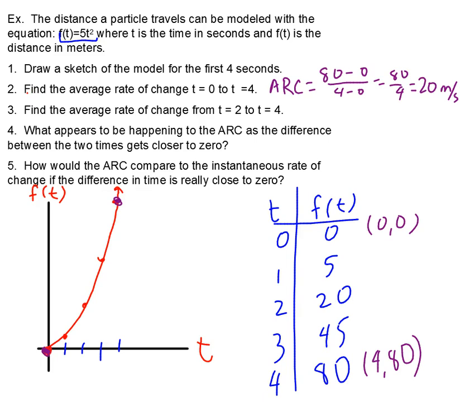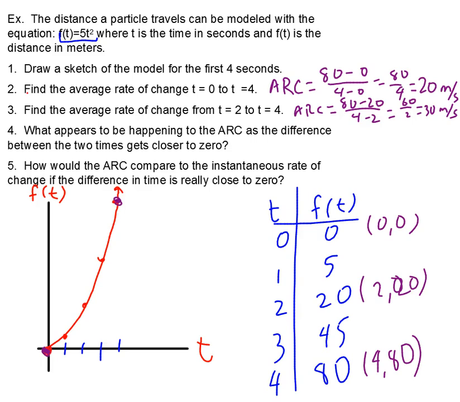Now, if I did the same thing for the third part, let's find the average rate of change for t equals 2 and t equals 4, then again, I'm going to use (2, 20) and (4, 80). So now my average rate of change would be (80 minus 20) over (4 minus 2). So that would be 60 over 2, so 30 meters per second, right? Now, if you notice, the average rate of change from 0 to 4 seconds is smaller or slower than the average rate of change from 2 to 4 seconds.